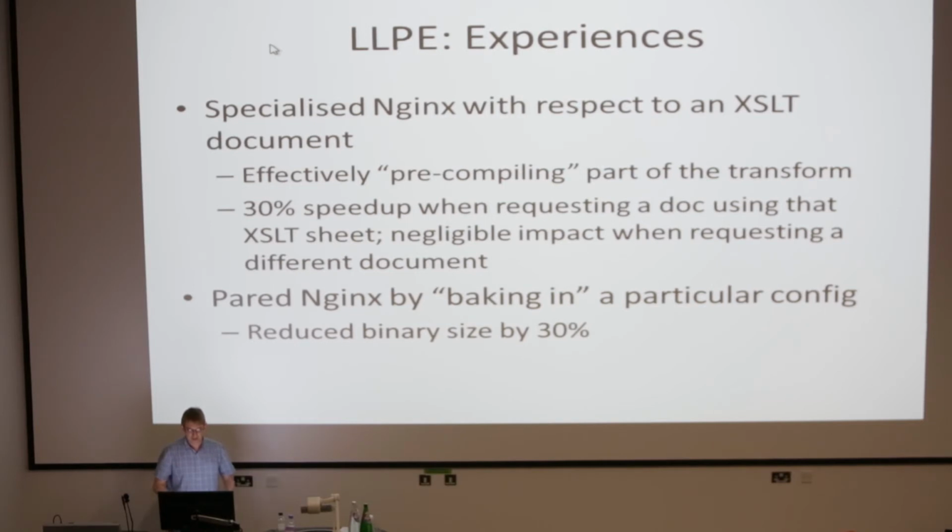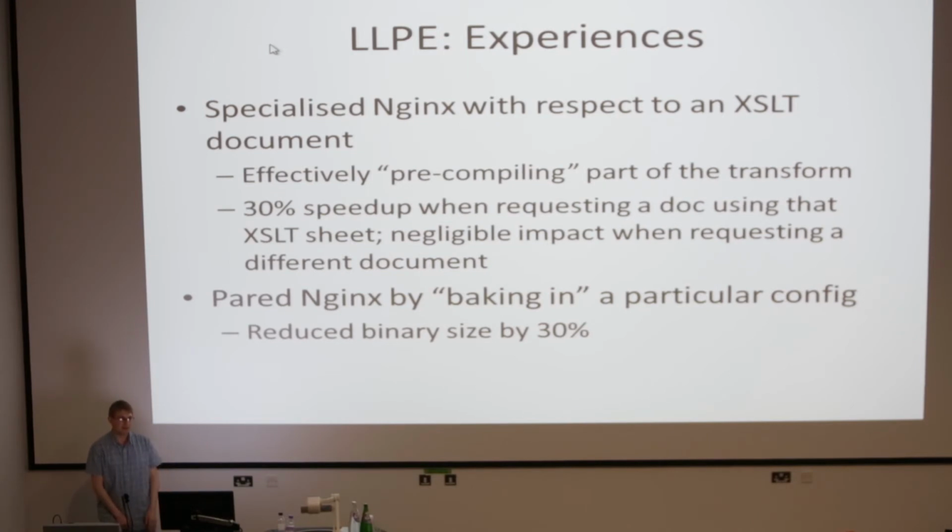And the act of doing so saved like 30% or so of the time that was spent fetching a series of documents that use this sheet, but paid no penalty when you request a document that doesn't use this sheet. That's because any time you request a document which doesn't use the transform, one of our checks fails, we bail out, we use vanilla code, and the server performs as it would have done before.